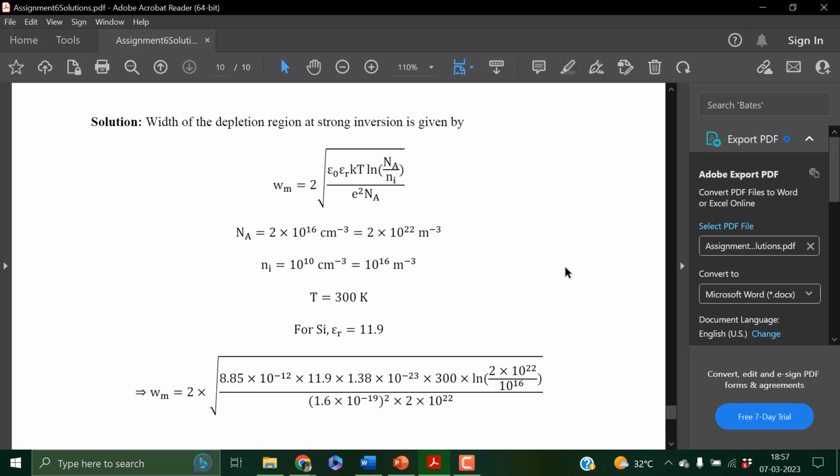I got it, ma'am. W naught is equal to square root of 2 epsilon naught (Na plus Nd) V naught divided by e Na Nd. Okay, ma'am, I got the acceptor concentration. I have that. What about the donor concentration? Donor concentration won't be required, right?